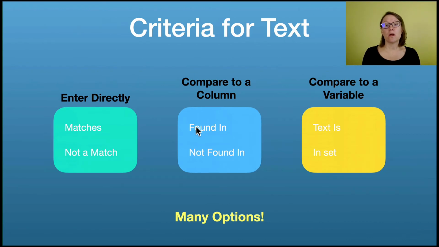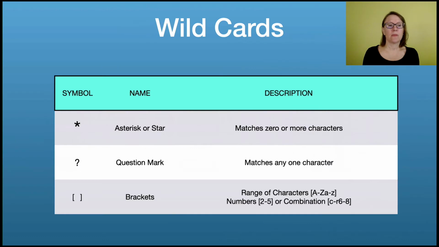So there's the found in and there's the not found in. So those are the criteria and the various ways that you can do masks for text. We also have a variety of wildcards that work. You can use an asterisk to denote match any character. There's also the ability to use a question mark where you want to have one particular character that you see. You can also use brackets to differentiate different ranges of values.